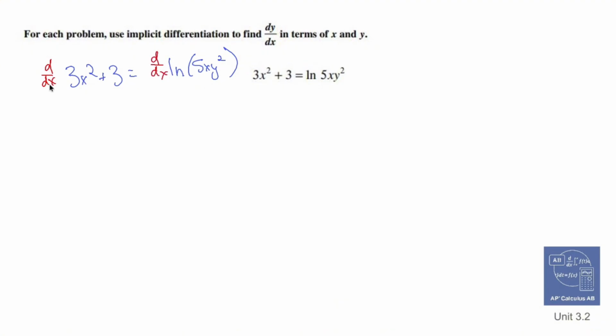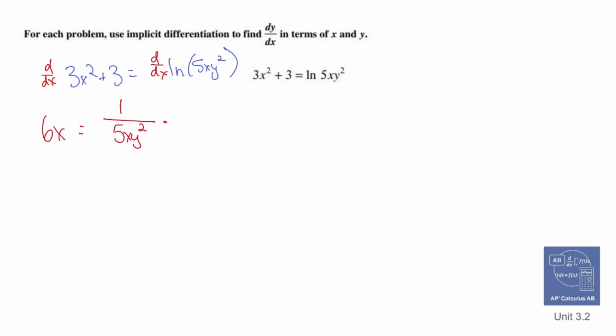When we take the derivative with respect to x, the left side is easy peasy lemon squeezy. The derivative of 3x squared is 6x. The derivative of 3 is nothing. The right side is going to be chain rule and something else. So chain rule says you have outside stuff, take the derivative of it. The derivative of ln of blah is 1 over blah. Keep the inside stuff as is, but then multiply everything by the derivative of the inside stuff.